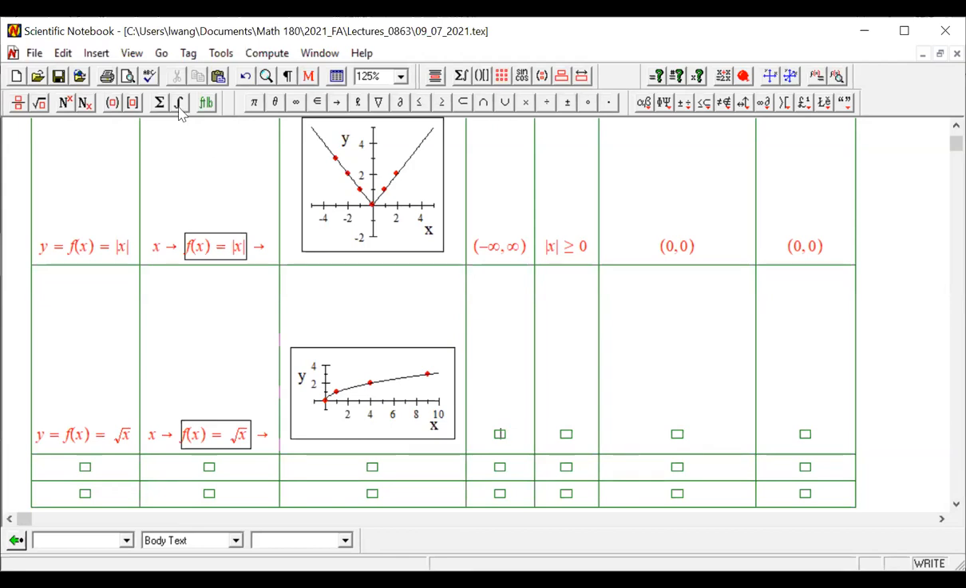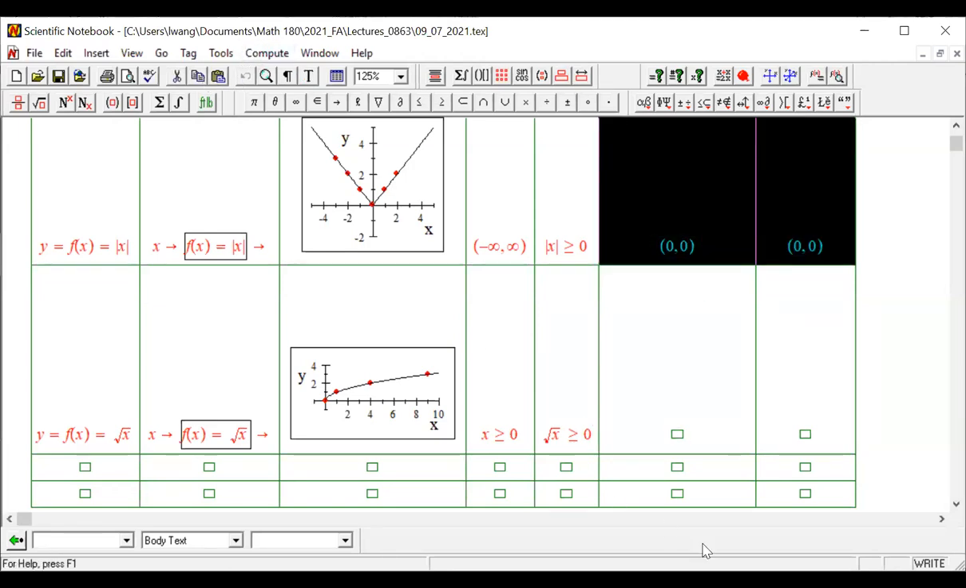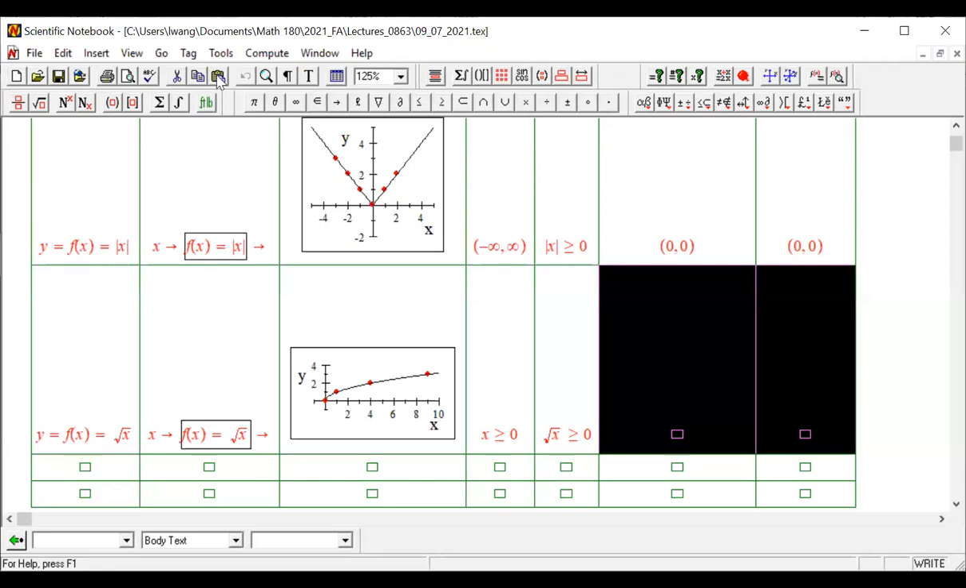So domain, I'm going to use inequality notation, and the range, I'm also going to use inequality notation. All these are preferred notation. And of course here the x-intercept and y-intercept are the same.